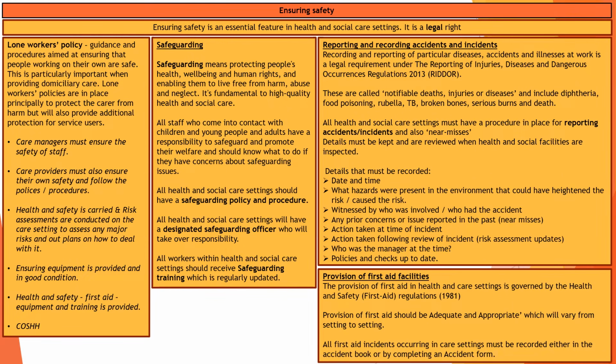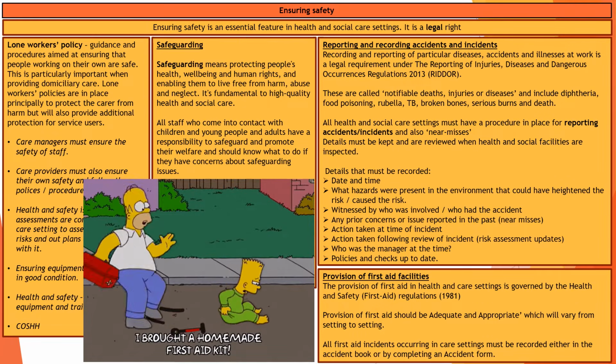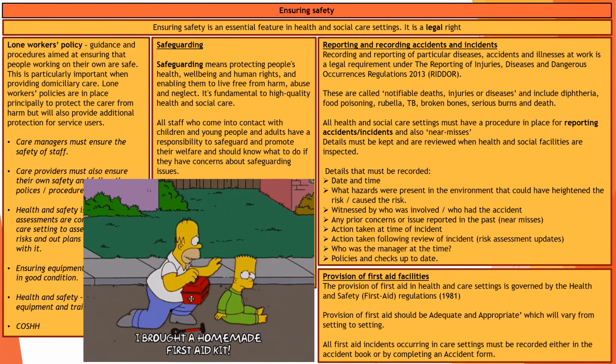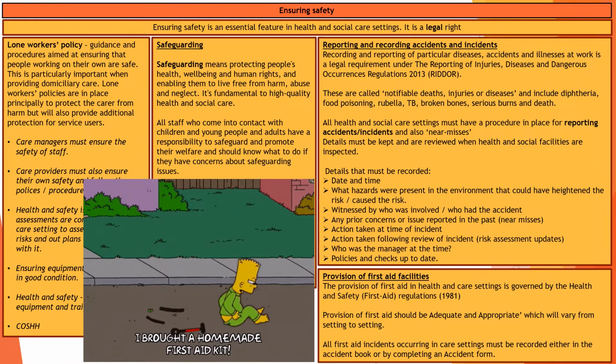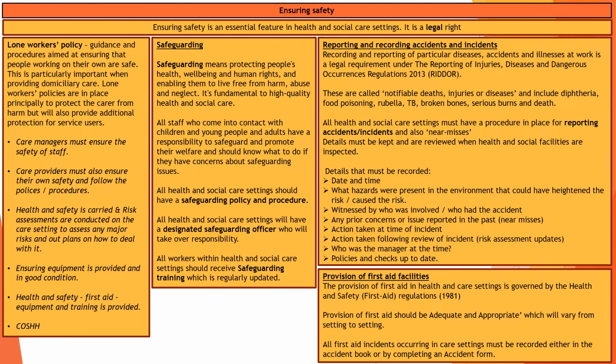And also provision of first aid. So if you are providing a service, you need to make sure you have first aid facilities or first aid trained individuals in order to carry out immediate medical care if someone becomes injured or hurt in your setting. This would also then be followed up by recording the incident on the RIDDOR report.